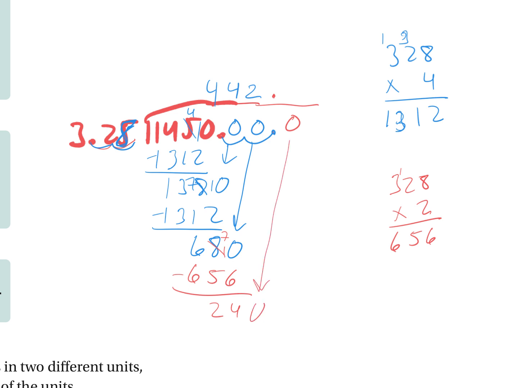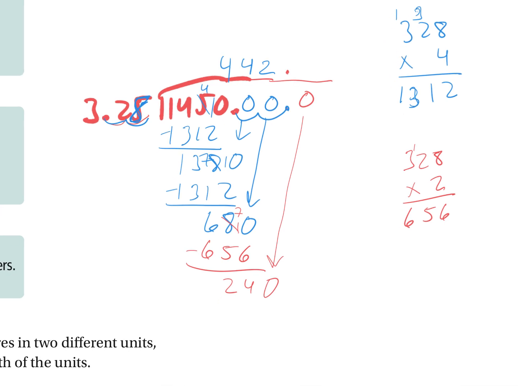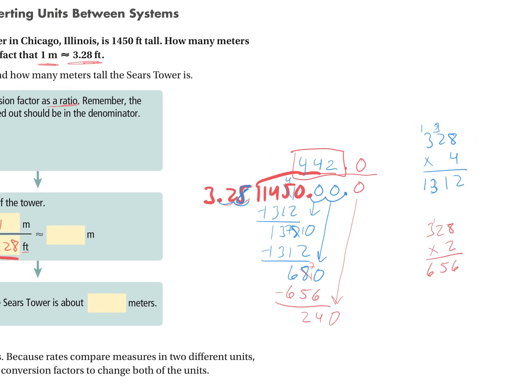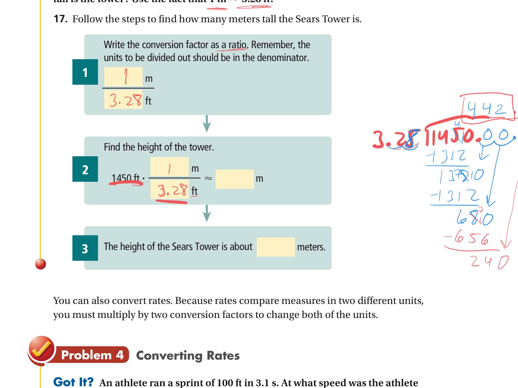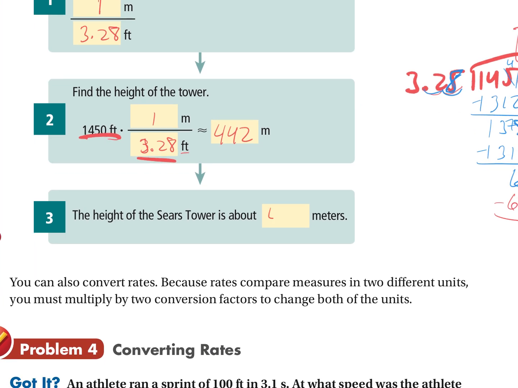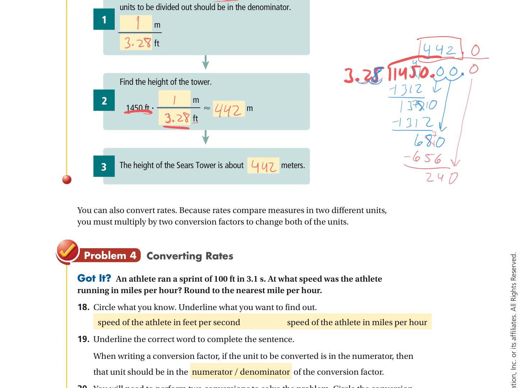And it doesn't go into 240 any times, so 0.0, that's fine. Let's just keep this as our answer, because it's going to round down to 442. So it is approximately 442 meters. So the height of the Sears Tower we got was about 442 meters. All right, so let's look at the next one.